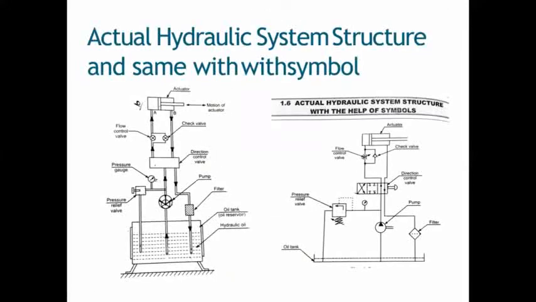So this is the actual systematic structure, and the same with symbols. There is the same hydraulic system construction, and we are just showing the components using symbols here. You can see this is the symbol of the pressure relief valve. This is the symbol of the pressure gauge. This is the symbol of the flow control valve. This is the symbol of the actuator. Then this is the motion actuator. This is the symbol for the check valve. All these valves we are going to study in our chapter number 4.